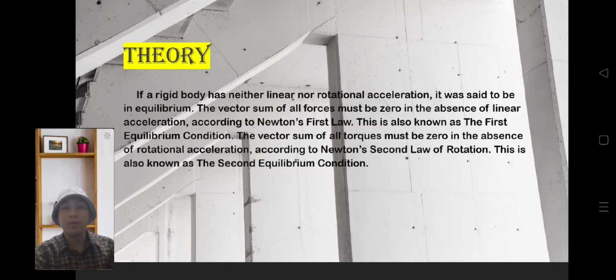If a rigid body has neither linear nor rotational acceleration, it is said to be in equilibrium. The vector sum of all forces must be 0 in the absence of linear acceleration, according to Newton's first law. This is also known as the first equilibrium condition. The vector sum of all torques must be 0 in the absence of rotational acceleration, according to Newton's second law of rotation. This is also known as the second equilibrium condition.